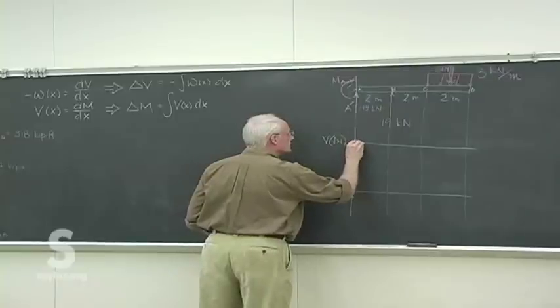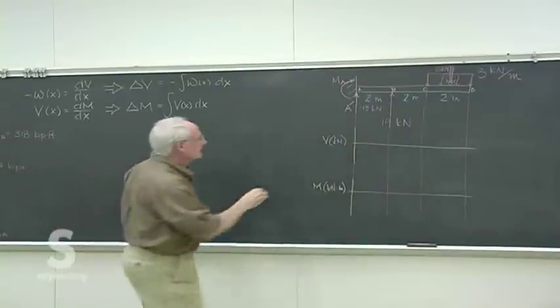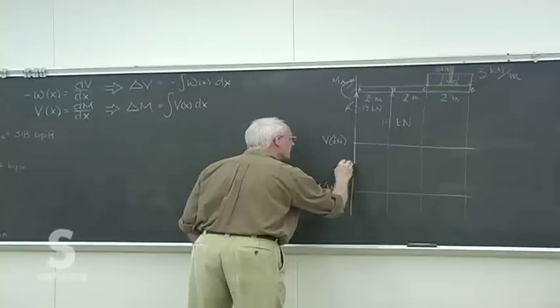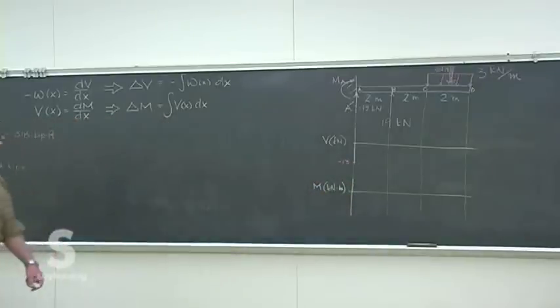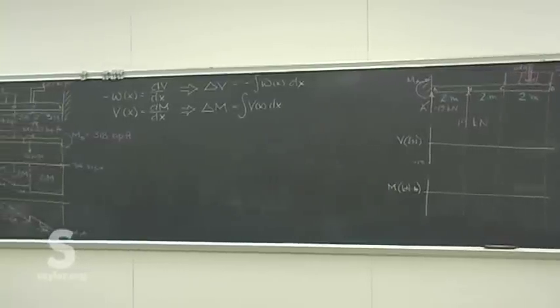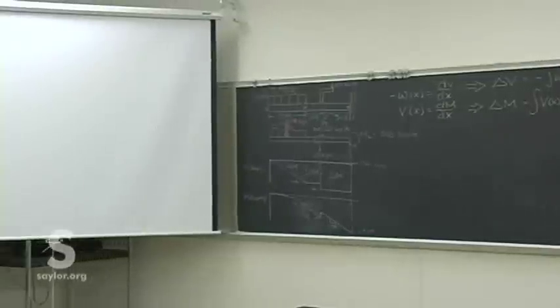So that's your starting point to give you enough room. That's actually the biggest value we're going to get. Because of that upward 19 kilonewton load, the wall is actually holding that end down, not holding it up, which is usually what we see for a cantilever support at the wall. You know, there's no more load on the beam between A and B, so it just goes straight over.